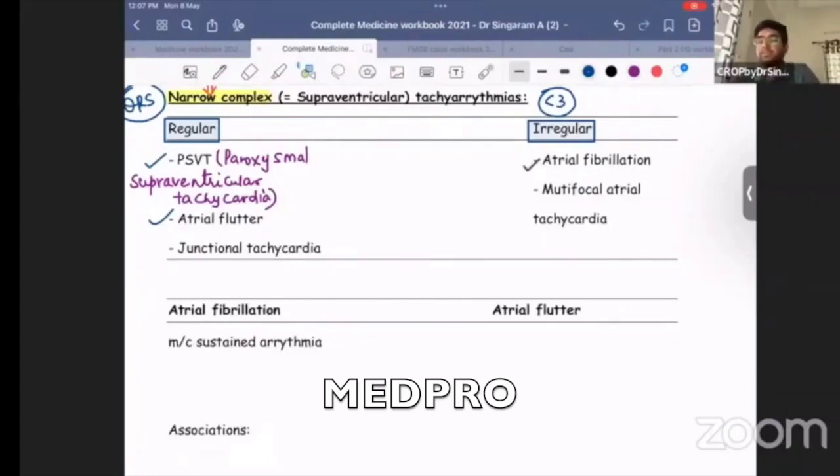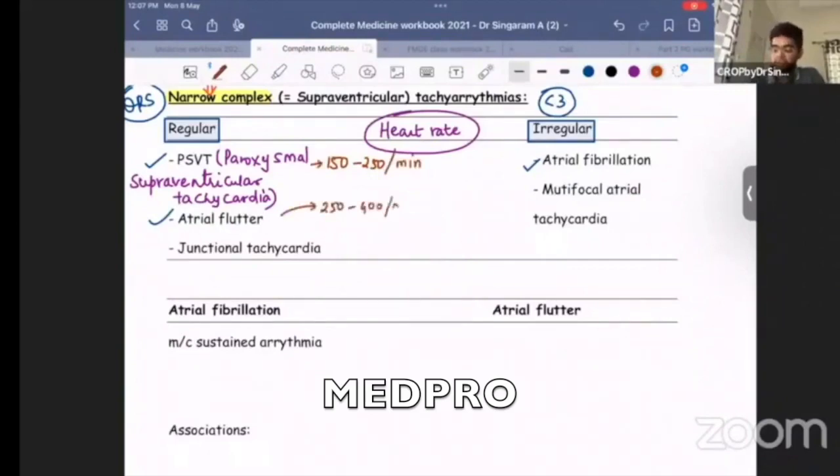Just to give you an idea about how would be the heart rate in each of these situations. Obviously, it is going to be tachycardia. It is going to be more than 100. But just to give a rough idea, heart rate will be something around 150 to 250 per minute. Rough numbers I'm just providing, these are not exact. For PSVT, it would be 150 to 250 per minute. Atrial flutter, it will be more than that. 250 to 400 per minute will be the heart rate.